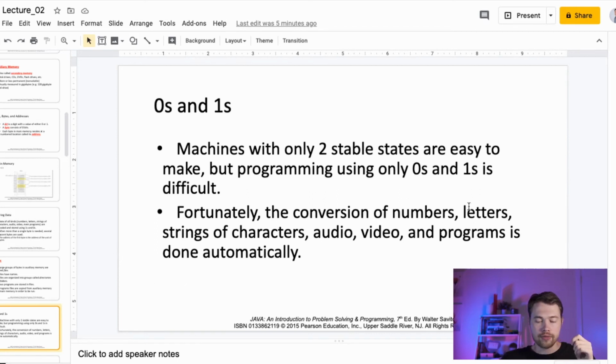Fortunately, the conversion of numbers, letters, strings, and characters to audio, video, and programs is done automatically. You probably didn't even think that inside of computers there are transistors, motherboards, and they only understand zeros and ones, right? And that's kind of the purpose. You as a user should not even be thinking about the fact that the data is being encoded and decoded, basically transformed from one shape to another.